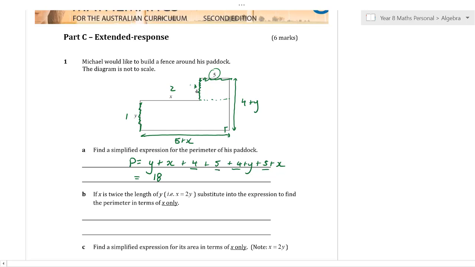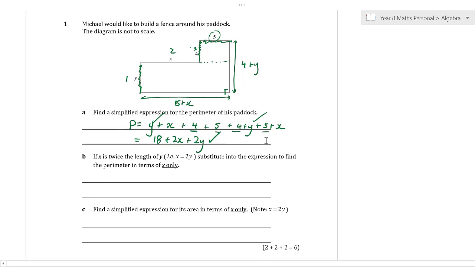So the numbers are like. Then we're combining all the x's. We've got 1x and we've got 1x over here. That's 2x. And then we've got a y over here and a y over here. There's 2 of them, 2y. So this is the simplified version of the perimeter of the paddock. Note what you're doing is adding those terms, collecting the like terms, adding them together and simplifying it.